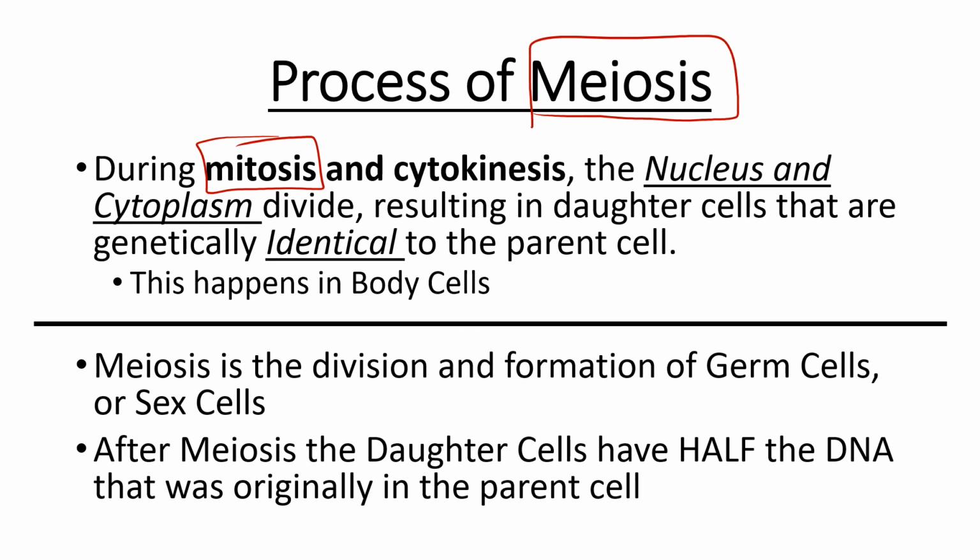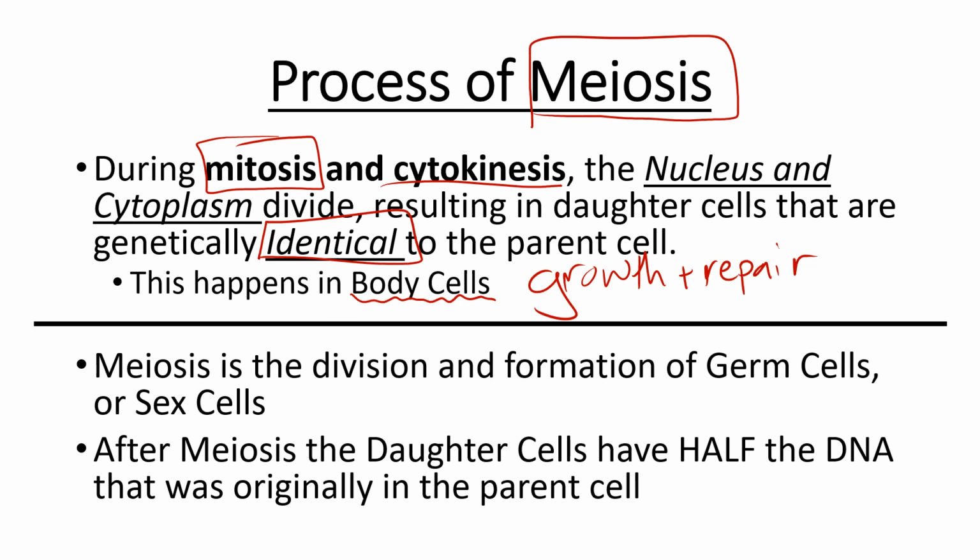But during mitosis, which is what we went over last quarter, and cytokinesis, which we also went over, both the nucleus and the cytoplasm divide, resulting in daughter cells that are genetically identical to the parent cells. So remember, this happens in all of our body cells for growth and repair. So in humans, this is going to be growth and repair.